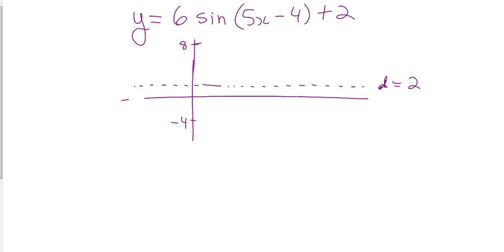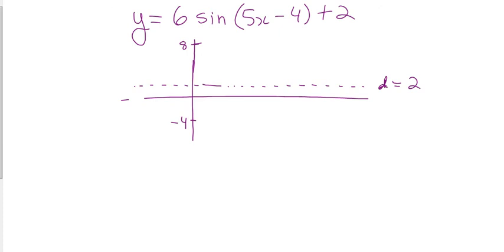So I would label, right? I draw in the midline, and then I would take the amplitude and go up that much and say, okay, I got a max at 8. And I would take the amplitude and go down that much and say I got a minimum at -4. So I know that it lies in between those two.